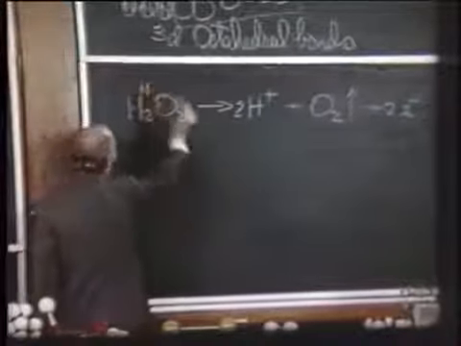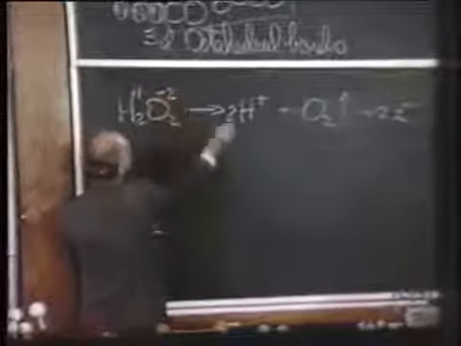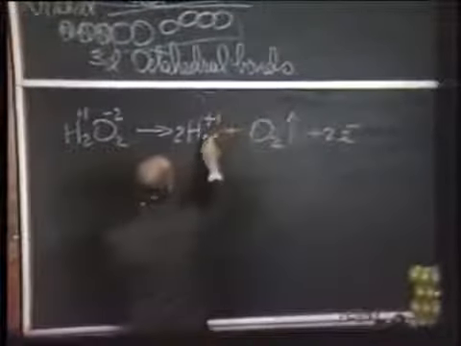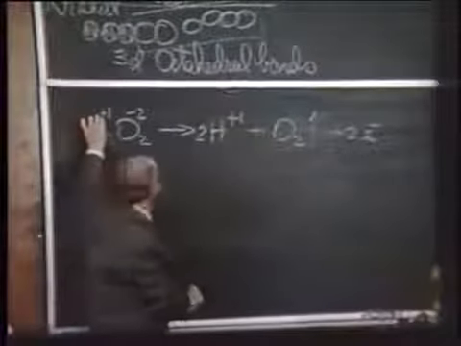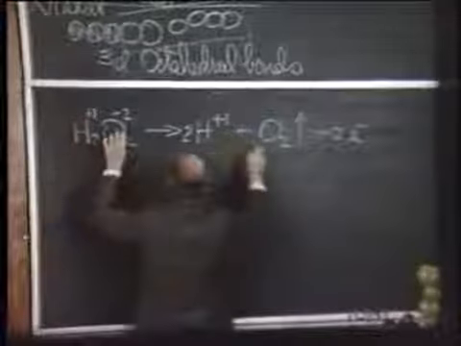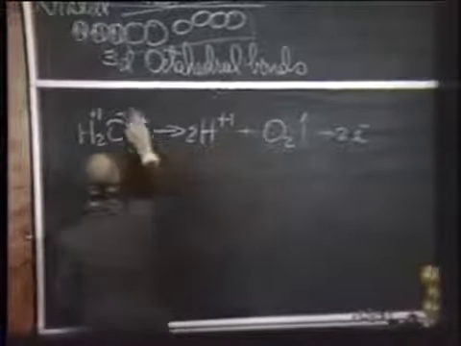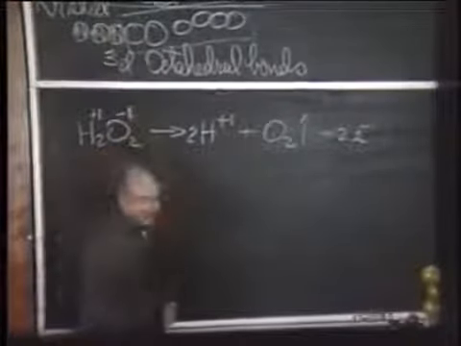The oxidation number of hydrogen is +1, that of oxygen -2. Hydrogen, again, is +1 here, so that there's been no change in valence, in oxidation number of hydrogen. But here, oxygen is -1. This is a peroxide.